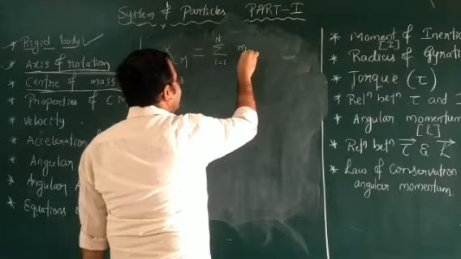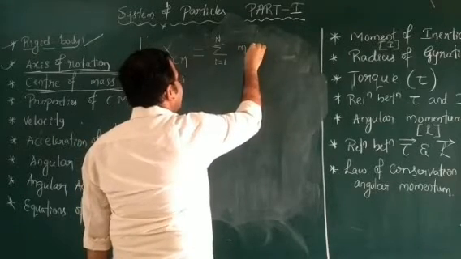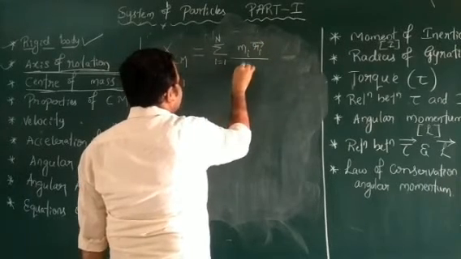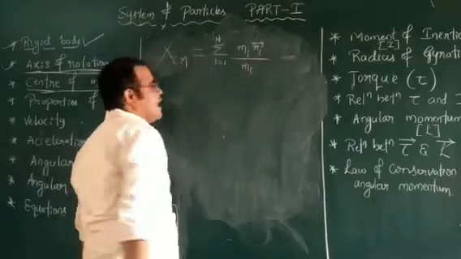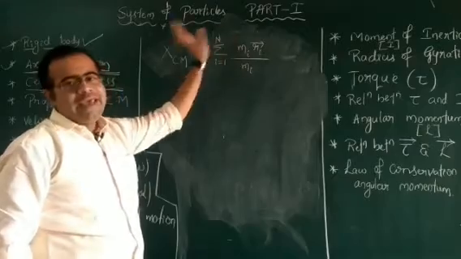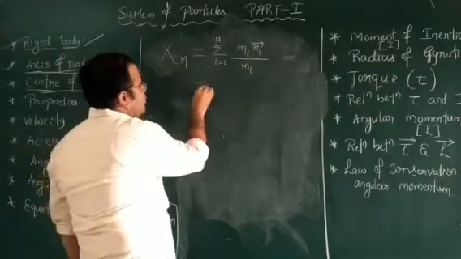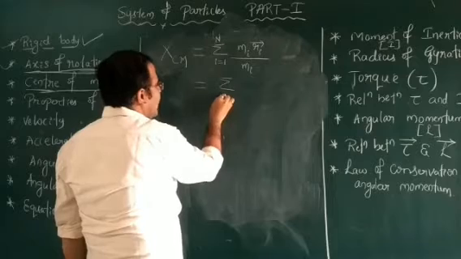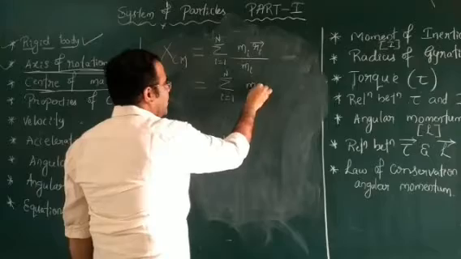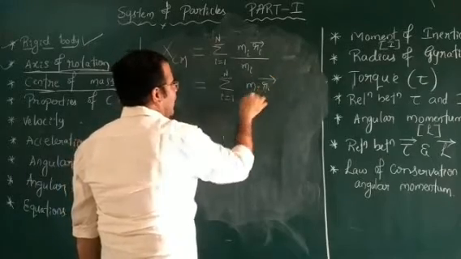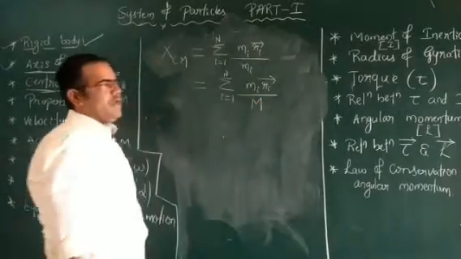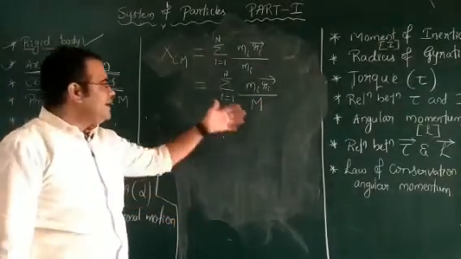In that, we can say mi multiplied by vector ri, divided by the summation of mi, where i goes from 1 to n number of molecules. That is given by mi multiplied by ri, divided by the whole mass of the rigid body, or else the masses of the individual particles.